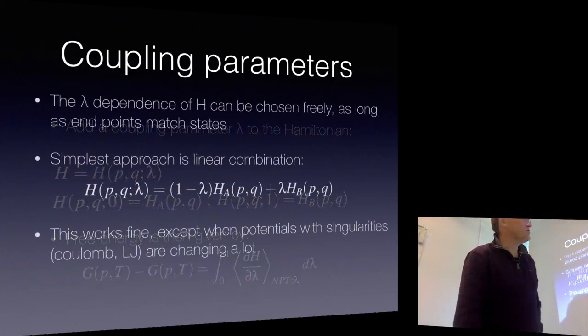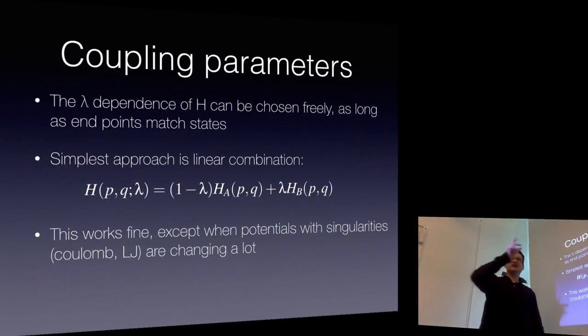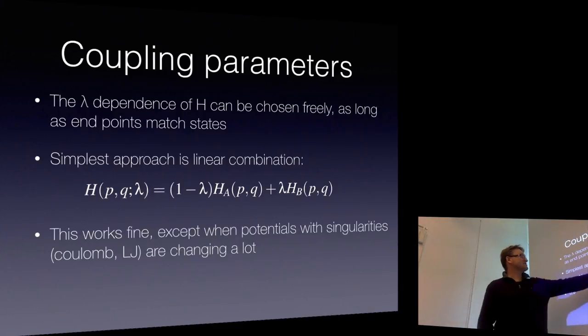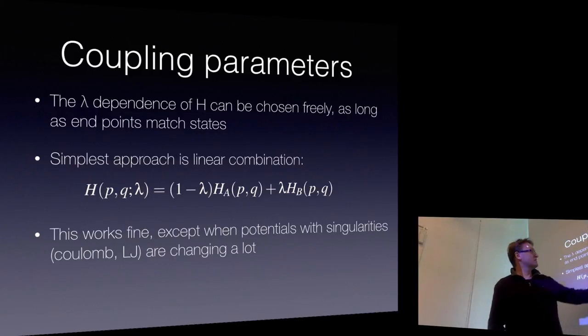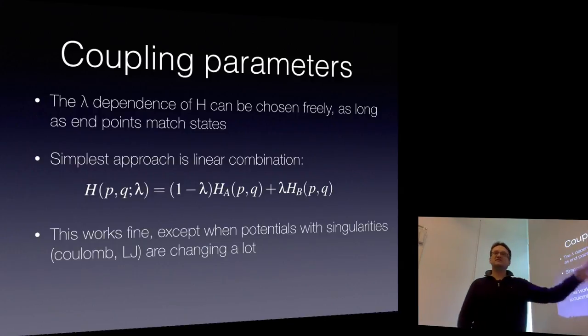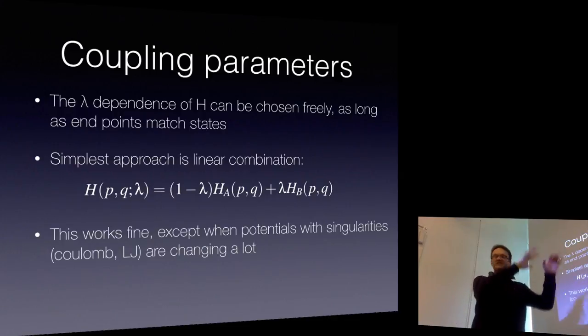You can choose absolutely any coupling parameter. It could be a sine or whatever. What we typically choose is to make this linear, so that in one state lambda is 0 and in the other state lambda is 1. When lambda is 0, I'm in state A, and when lambda is 1, I'm in state B. A complete linear change, which means that I gradually scale up my charges in the simulation. There are some nicer ways to do this, but we're not really going to care about this.